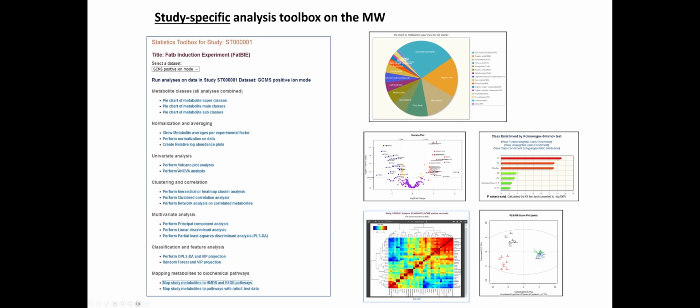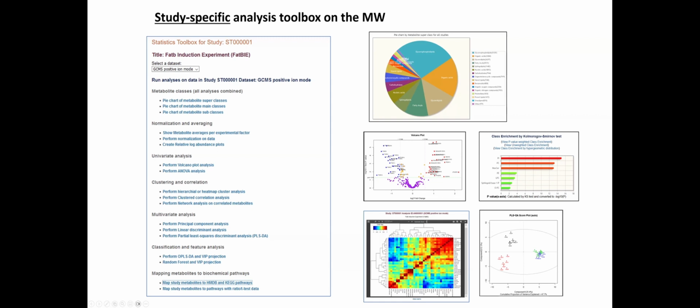You can do univariate analysis. You can do all kinds of plots, perform ANOVA, analysis of variance. You can do clustering and correlation, hierarchical clustering, heat map cluster analysis, perform clustered correlation, perform network analysis, do principal component analysis for multivariate, linear discriminant analysis, partial least squares discriminant analysis. We can do OPLS-DA and random forest methods.